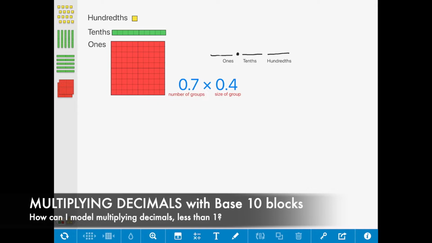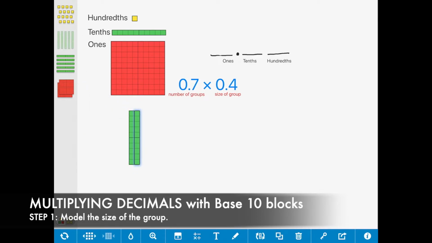Here's another example for multiplying decimals with base 10 blocks. Let's take a look at the expression 7 tenths times 4 tenths. Again, I want to start with the size of the group, which is 4 tenths. 1 tenth, 2 tenths, 3 tenths, 4 tenths. Next, I'm going to look at the number of groups. I notice that 7 tenths is less than 1 whole tenth, so I'm only going to fill part of each tenth.